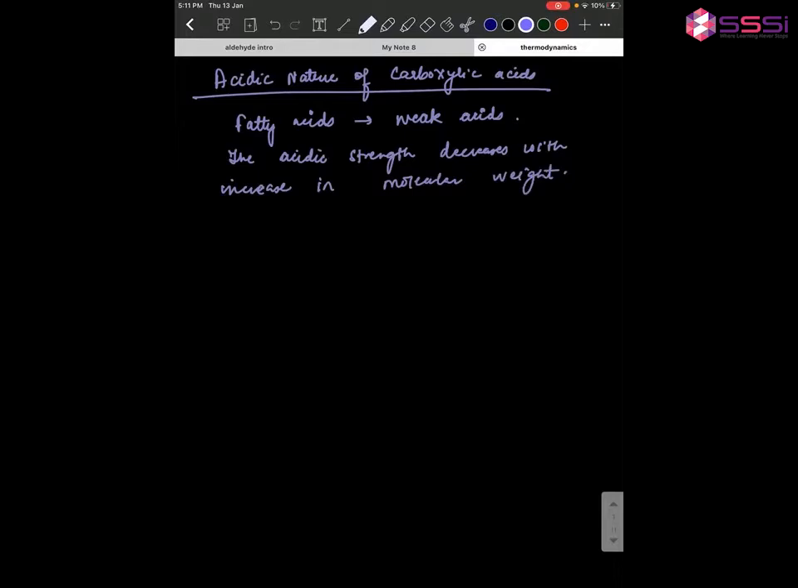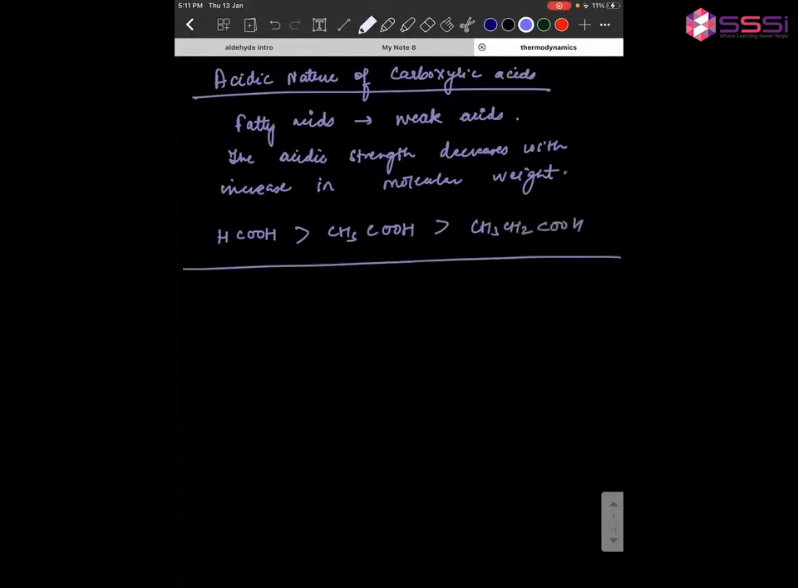If I tell you the general order of this acidic strength, it would be methanoic acid, which is stronger than ethanoic acid, and then propanoic acid. Now, what is the cause of acidity in this order? We will be studying that now. For example, I'm taking the structure of carboxylic acid. This is carboxylic acid.